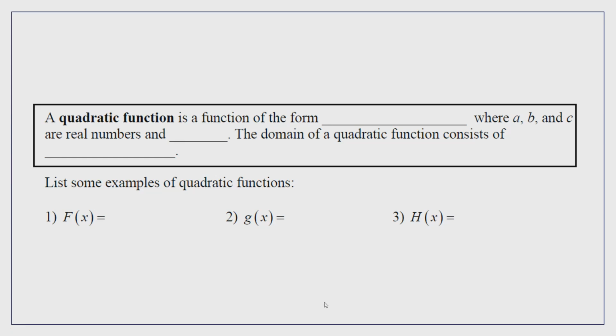A quadratic function is a function of the form f of x equals ax squared plus bx plus c, where a, b, and c are real numbers and a does not equal 0. The domain of a quadratic function consists of all real numbers.